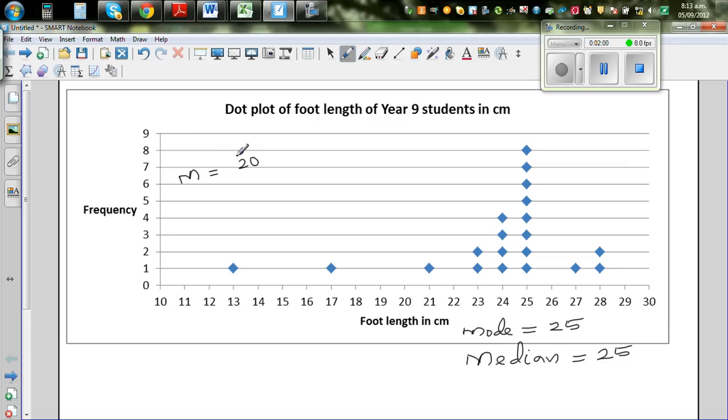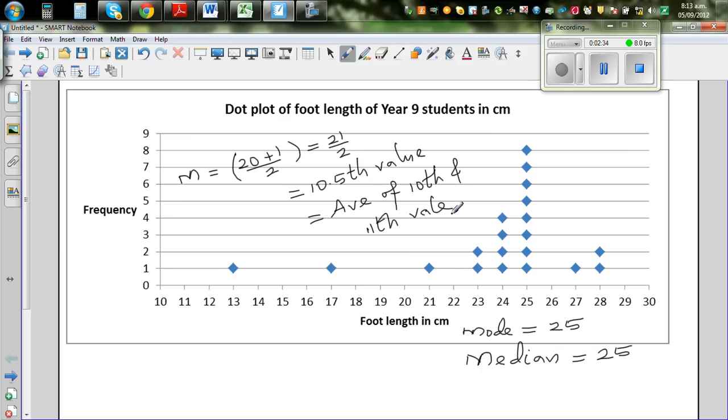This is how you use the formula: 20 plus 1 divided by 2, which is 21 divided by 2, which is 10.5. So this is between the 10th and the 11th value, the 10.5th value. So what does this mean? It means the average of the 10th and the 11th value is your median.